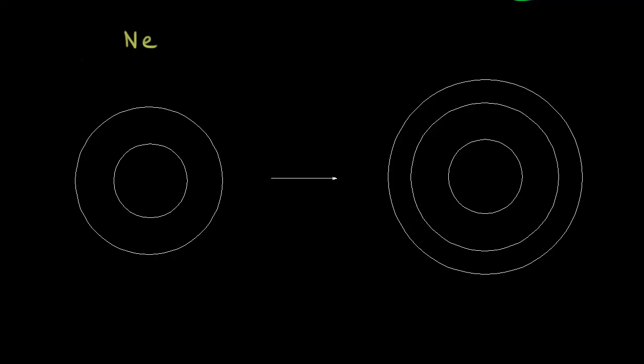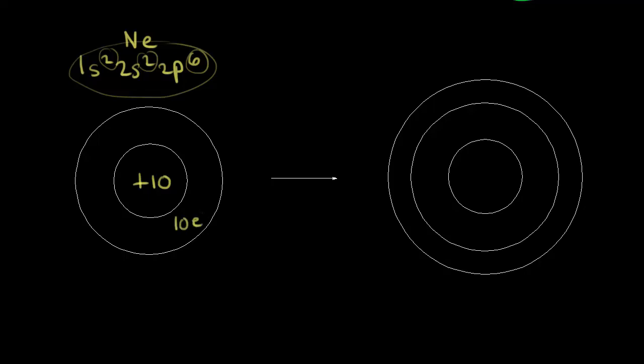Neon has an electron configuration of 1s2, 2s2, and 2p6. So there's a total of 2 plus 2 plus 6, or 10 electrons, and a positive 10 charge in the nucleus for a neutral neon atom. So let's say this is our nucleus here with a positive 10 charge, 10 protons, and then we have our 10 electrons here surrounding our nucleus. So this is our neutral neon atom.